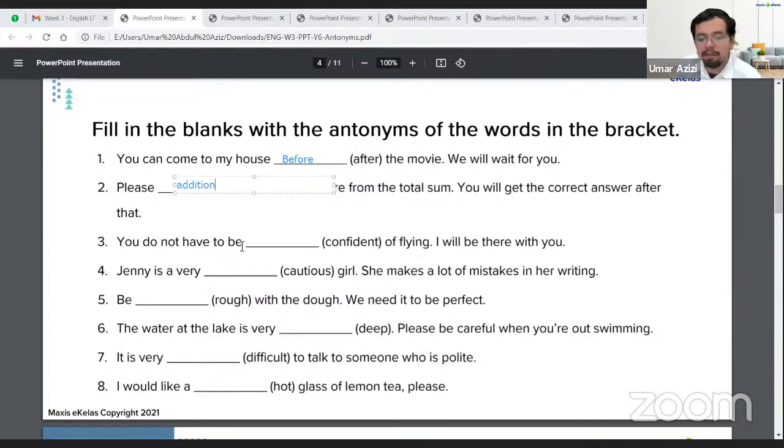All right. Number 3. You do not have to be confident of flying. I will be there with you. I'll be there for you. Okay, so you do not have to be confident of flying. What is the antonym for the word confident? What is the antonym, opposite here, antonym of the word confident?